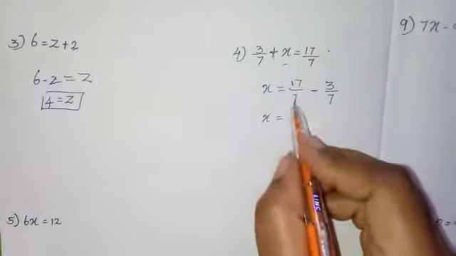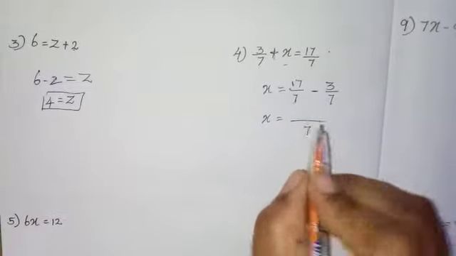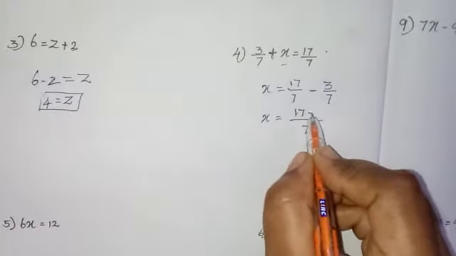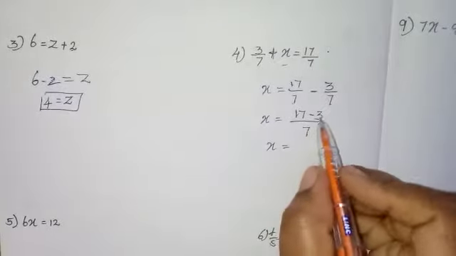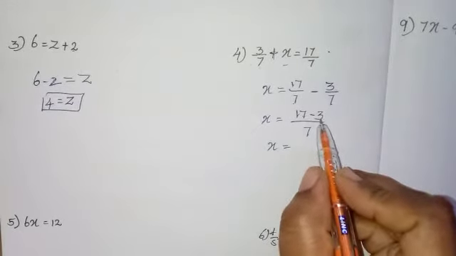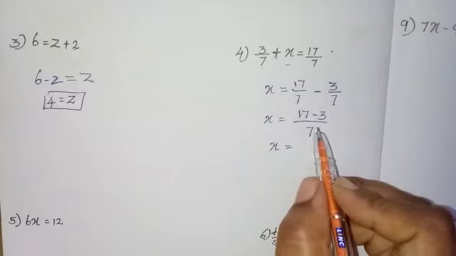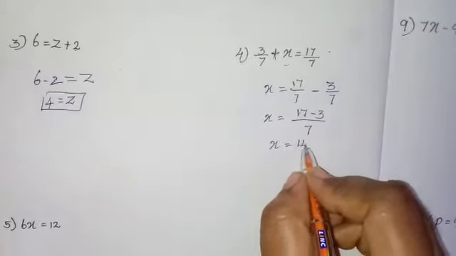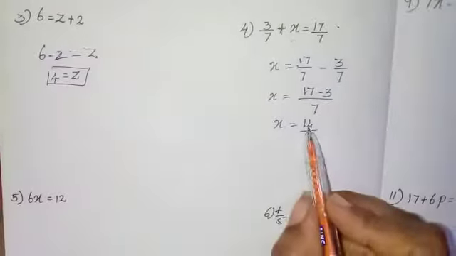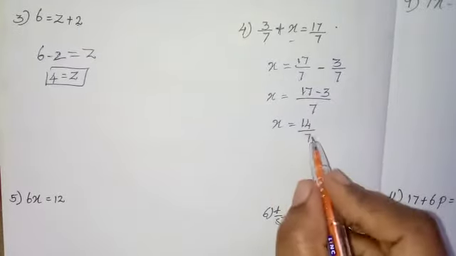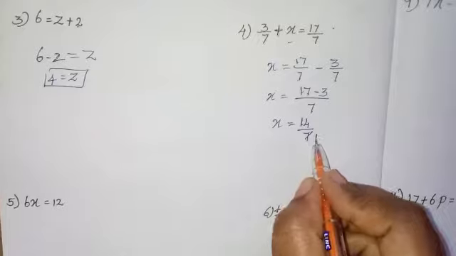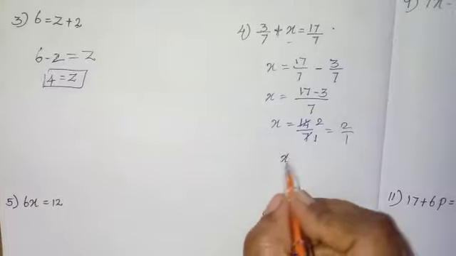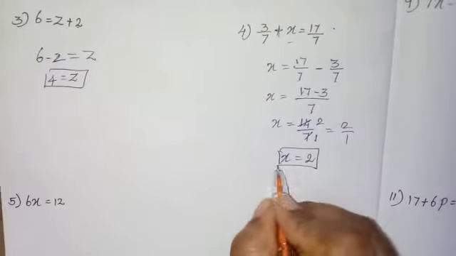So x equals, the denominator is the same. So we have to write the denominator as 7. We can add, the denominator is the same, we can add the numerators. So 17 minus 3. So x equal to 17 minus 3, you have to find it. 7 minus 3 is 4, so 14 by 7. 14 by 7 is in the same table, the 7 table. So just cancel it. 1 7 is 7, 7 2s are 14. So 2 by 1, we find the x value. x equal 2.